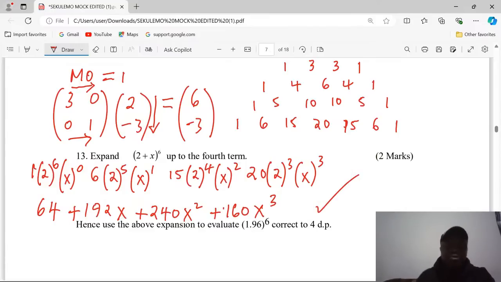This one is now expanded according to the instructions up to the 4th term. So we have expanded up to the 4th term. Maseno School, thank you so much.